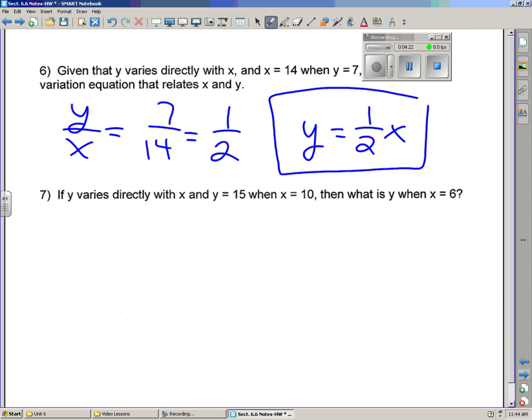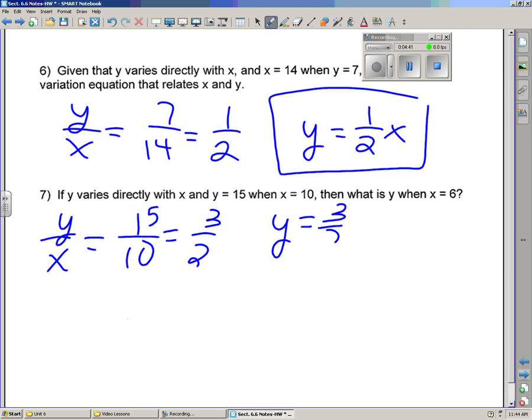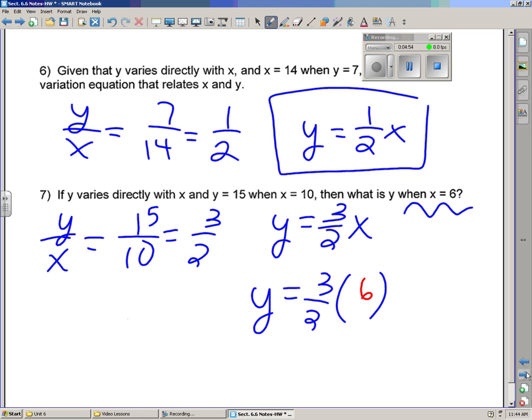If y varies directly with x and y is 15 when x is 10, then what is y when x is 6? Well, again, let's find our constant of variation, or y over x. We know that y is 15 when x is 10, and if you simplify that, you're going to get 3/2. So your direct variation equation is y equals 3/2 x. We want to know what y is when x is 6. So y equals 3/2 times 6. 3 times 6 is 18, and 18 divided by 2 is 9. So we know that y will be 9 when x is 6.